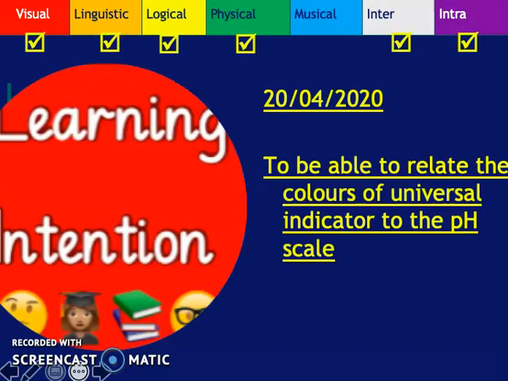This is going to be the last lesson on acids and bases, and on Monday when I see you we will have a little bit of a revision lesson. So today's title, reminder again, all the underlined words go into your good book. Our learning intention today is to be able to relate the colours of what's called universal indicator to the pH scale. So pause if you need to and write that into your good book.